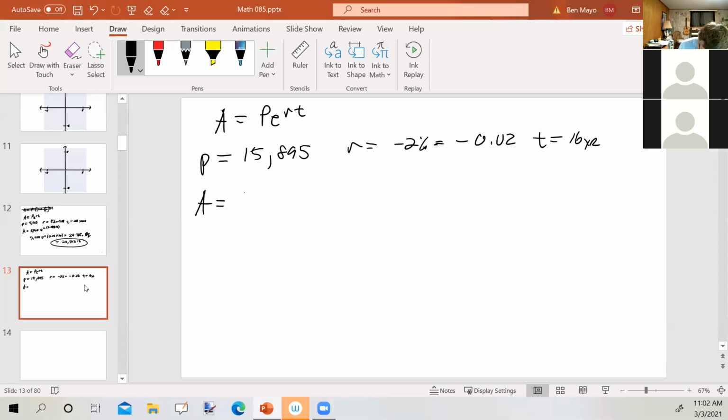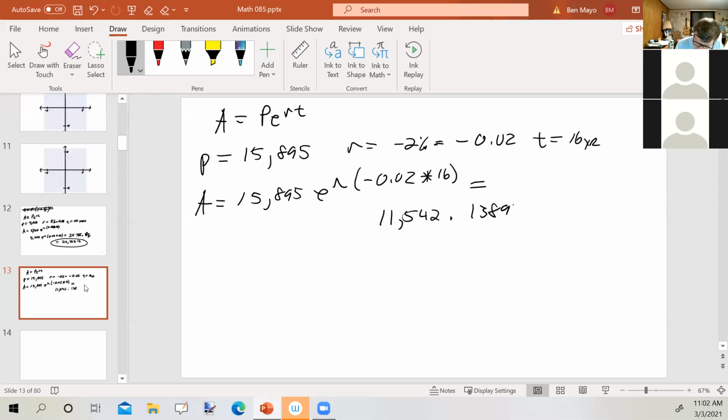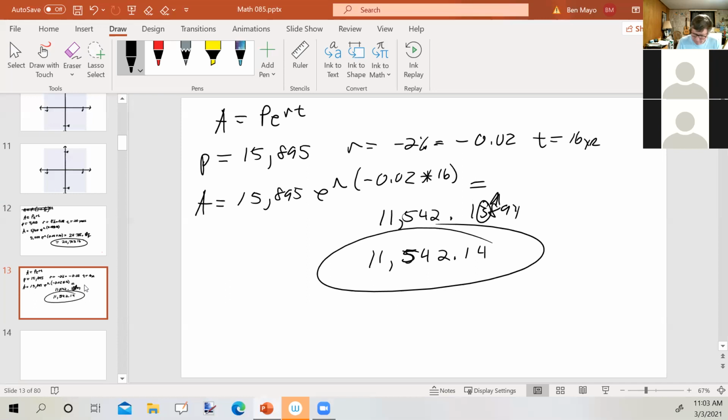So A equals 15,895 e to the negative 0.02 times 16, close it up, equals. Okay. 15,895, second ln, so I get e to the parentheses, negative 0.02 times 16, close it up, 11,552.13894. Rounding to the hundredth, the 8 would round up, so we get 11,542.14. Any questions on that?